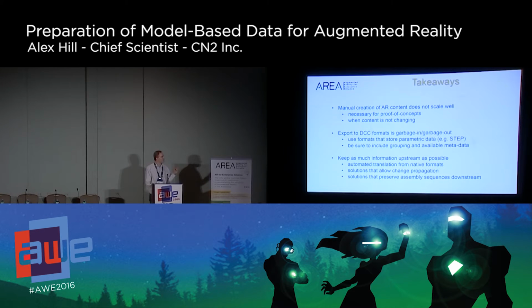Some of the formats, such as STEP, keep the parametric data in it so that downstream, the persons who are generating the AR content can convert that, and they have some control over the polygon reduction. If things are grouped, then different groupings can have different decimation and polygon conversion applied to them, and this gives much better results. So this is definitely a must.